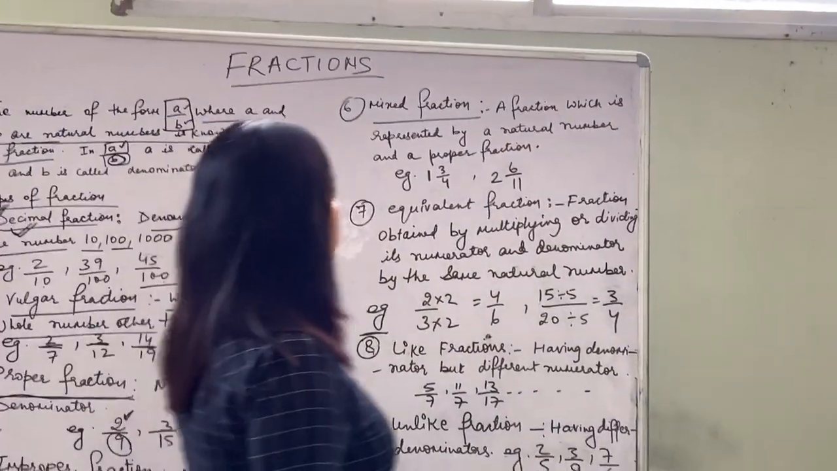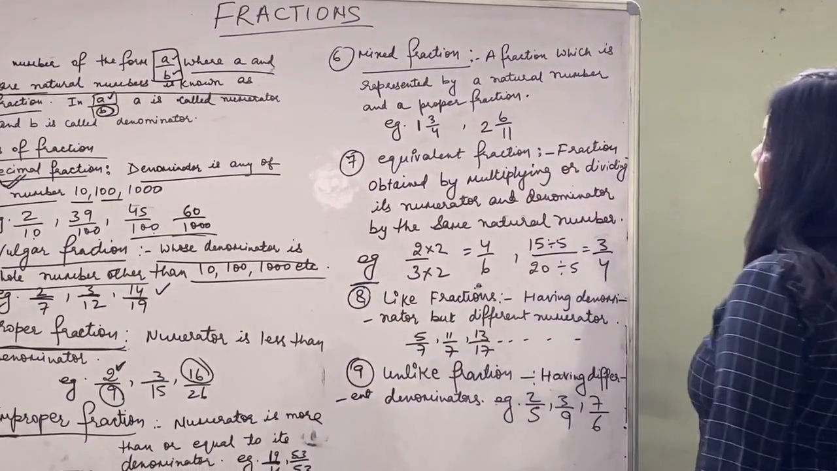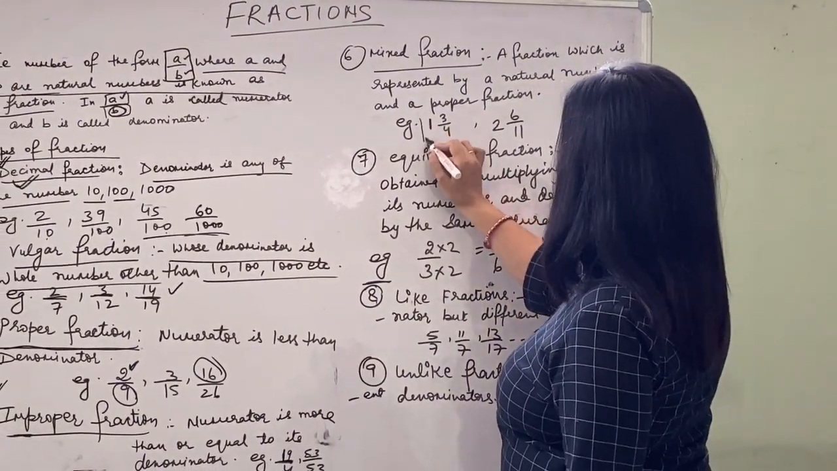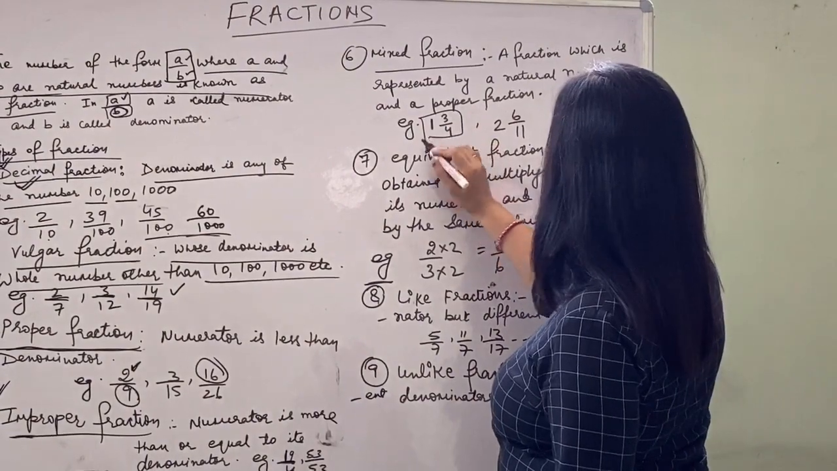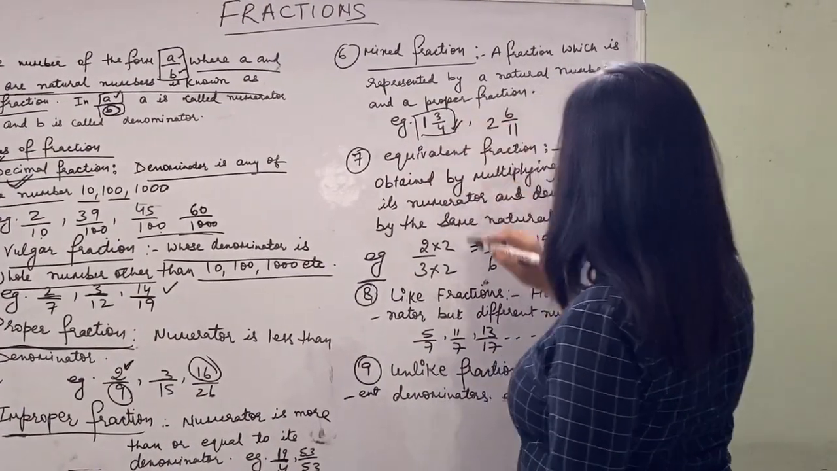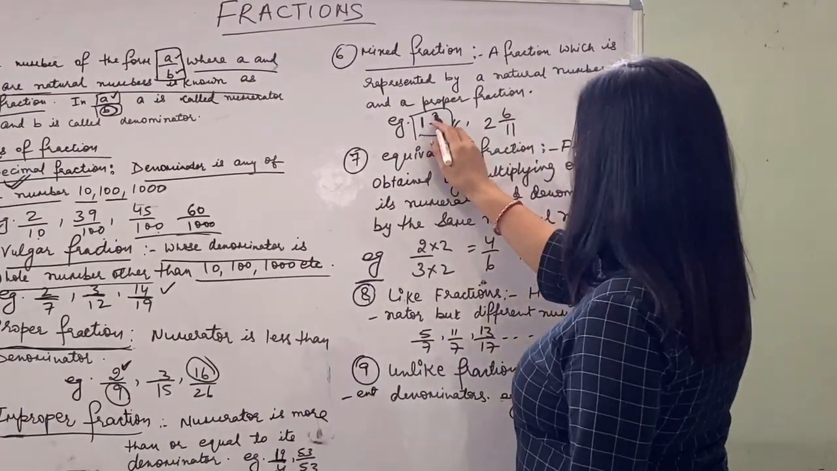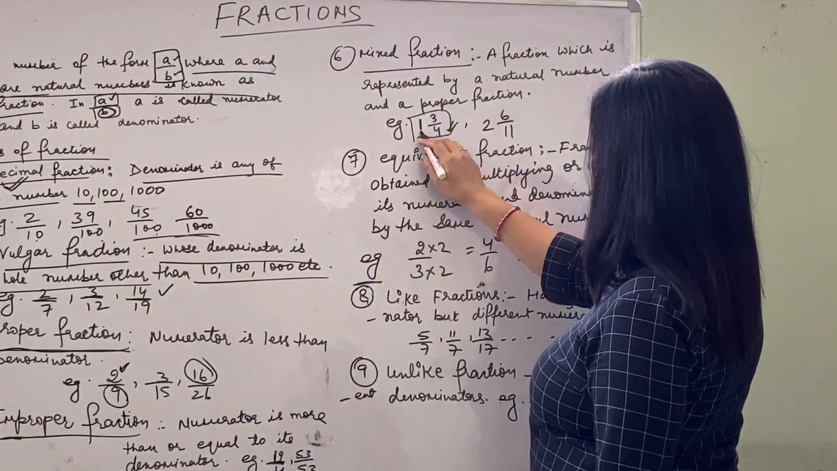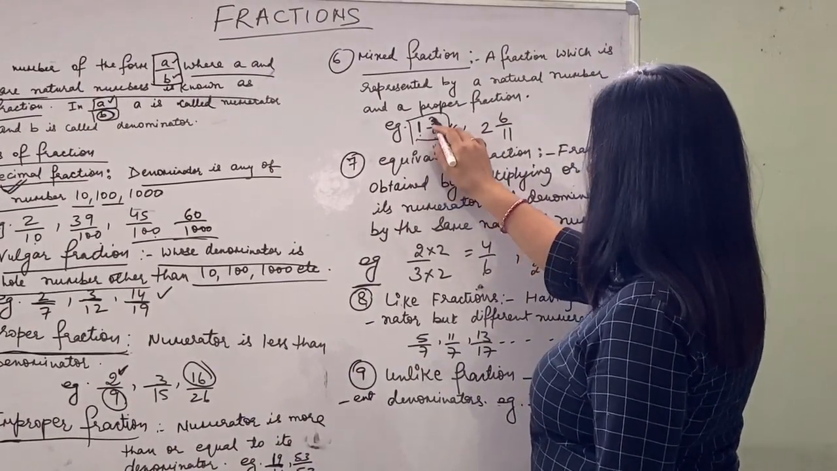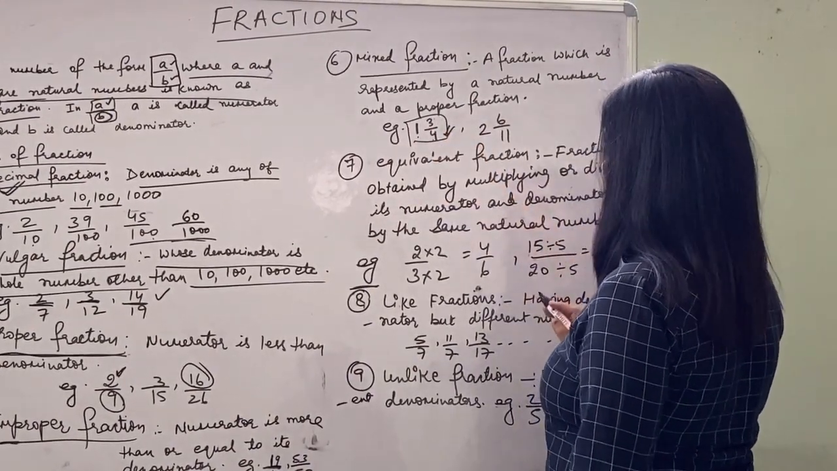Now we'll move to the mixed fraction. Children, you can see in a mixed fraction there is a natural number and a proper fraction. So 1, 3 by 4, here in this example 1 is a natural number and 3 by 4 is a proper fraction.